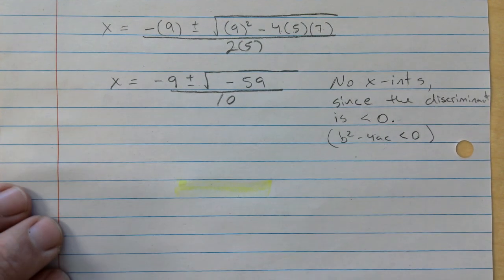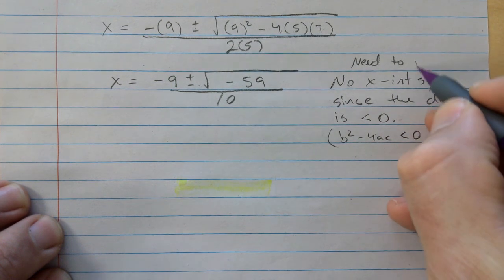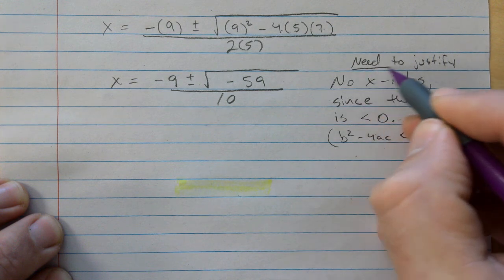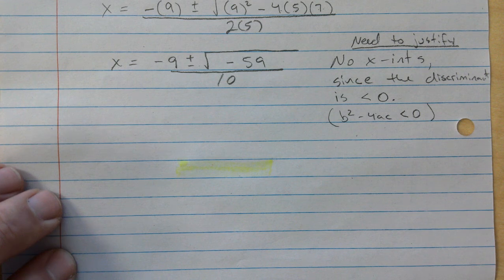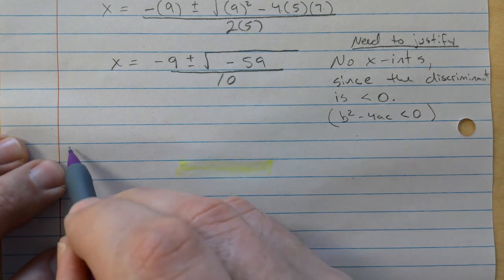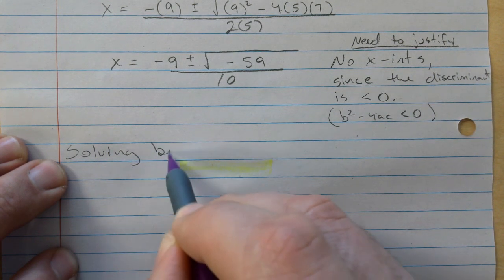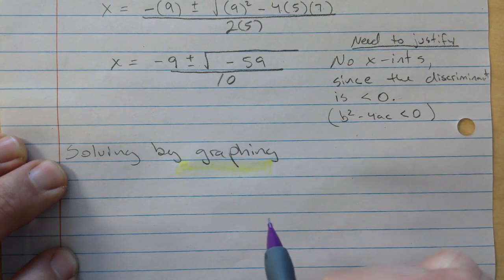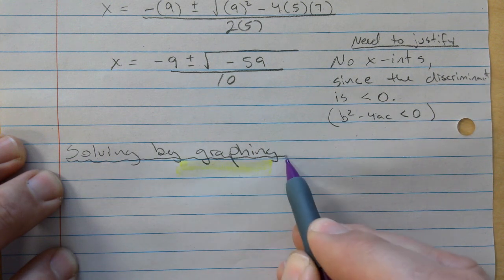If that happens, you just need to justify, okay? The other ones you justify by just calculating it, right? Solving by graphing. So there's the other method.